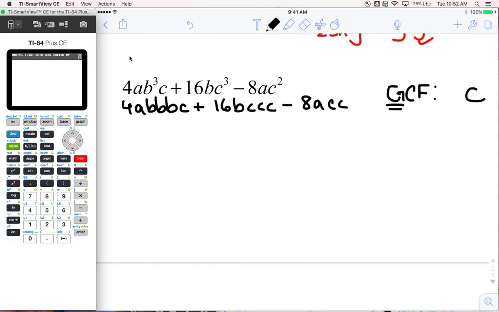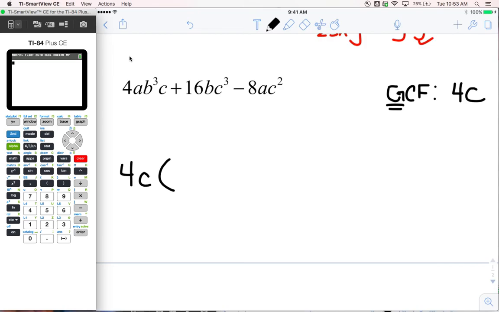Now we're looking at the coefficients. I've got a 4 and a 16 and an 8. All 3 of those numbers can be divided by 2. Okay, but they can also all be divided by 4. And that's the biggest one because after that, we don't have any more factors for 4. So 4c is going to go outside, and we're going to figure out the leftovers by just dividing them all by 4c.